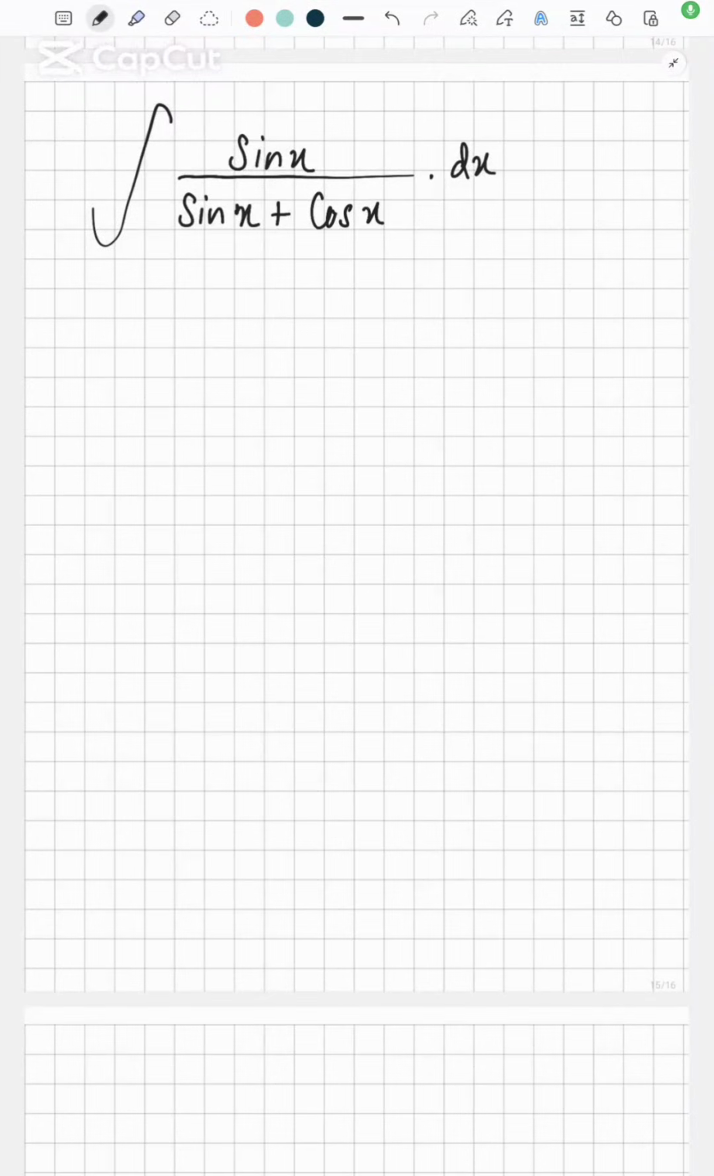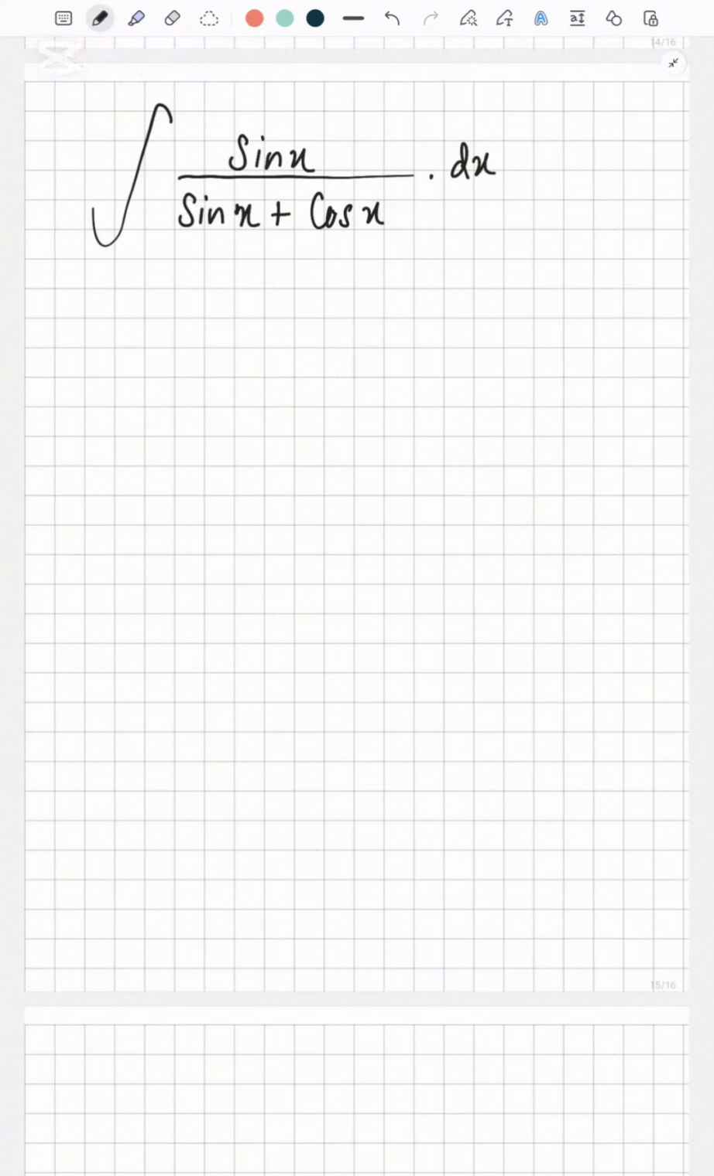Hi everyone, I'm going to do this integration question. As you can see, it's sin x over sin x plus cos x. You've probably seen this question in most places, but there isn't a proper solution for this question. Most of the questions have two intervals, where you just use a formula to directly get the answer.